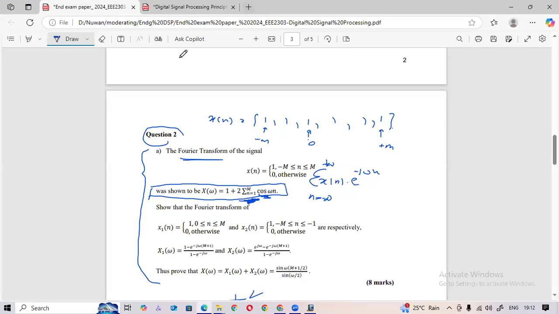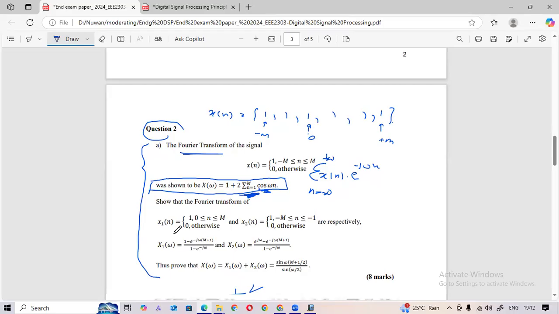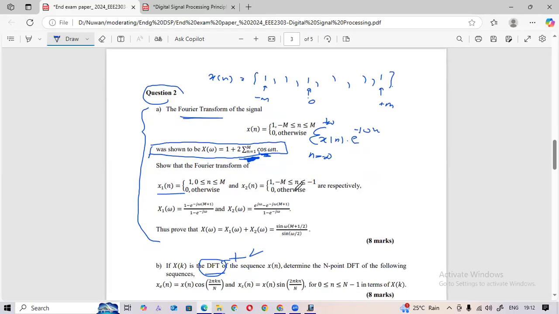Okay, so easily you can show this. And x1 and x2 are given. x1 is given as this sequence, and x2 is given as this sequence. So if you apply the Fourier transform directly, very easily you can get these answers. I'm not going to do it. Just apply the Fourier transform like this. You need to expand this, that is the only thing you need to do. So very easily you can get this value and this value. Try this by yourself.